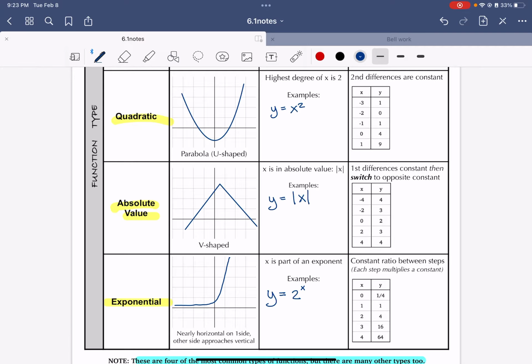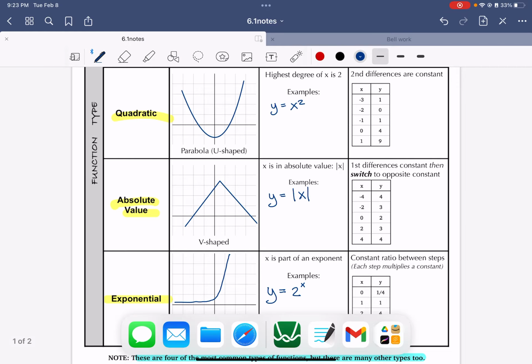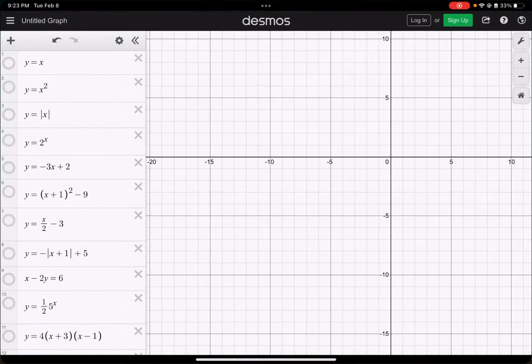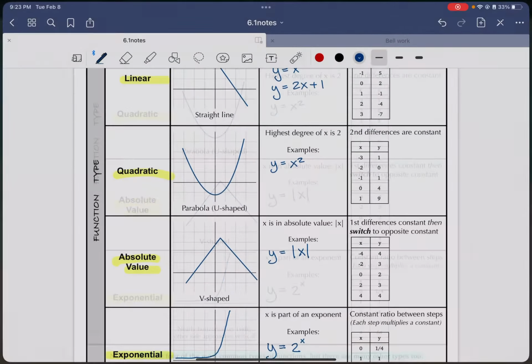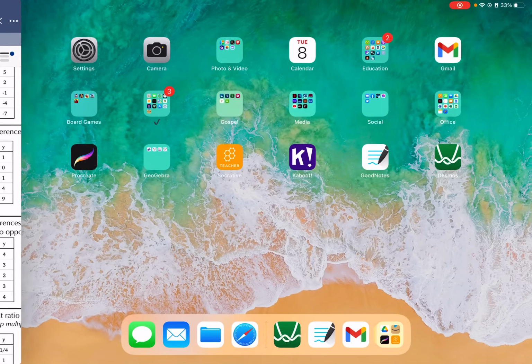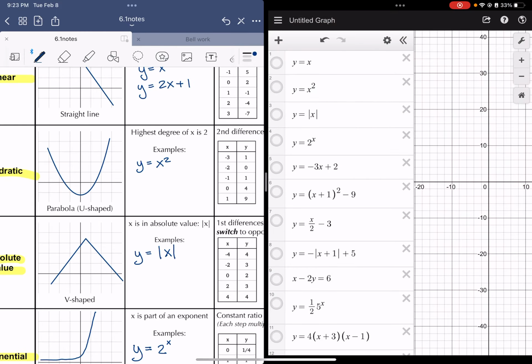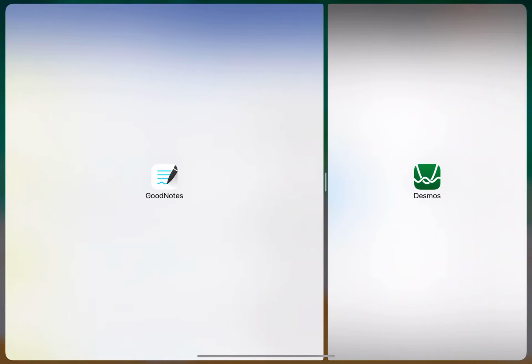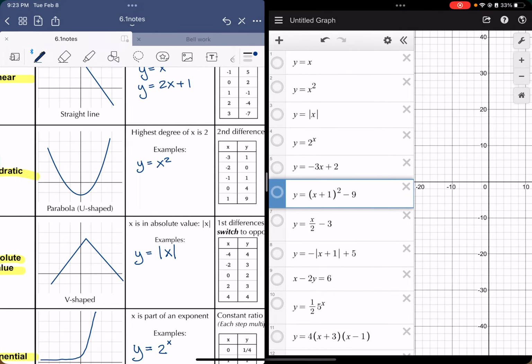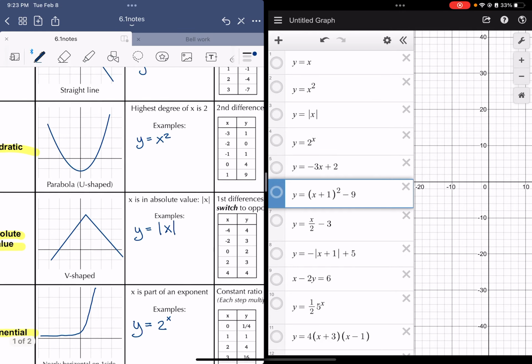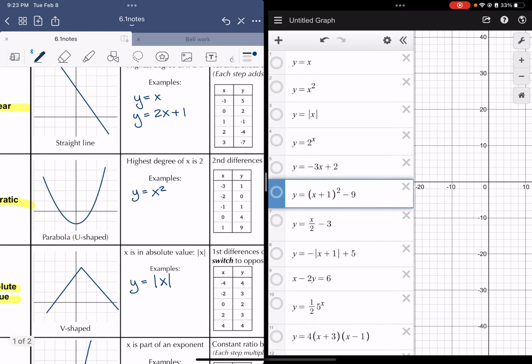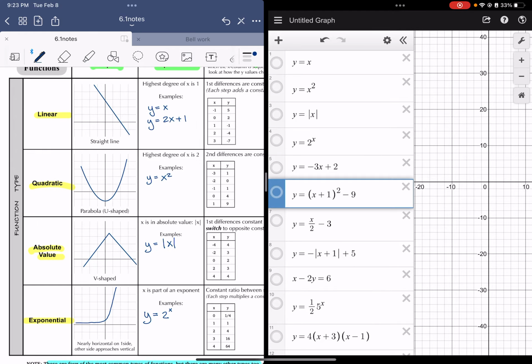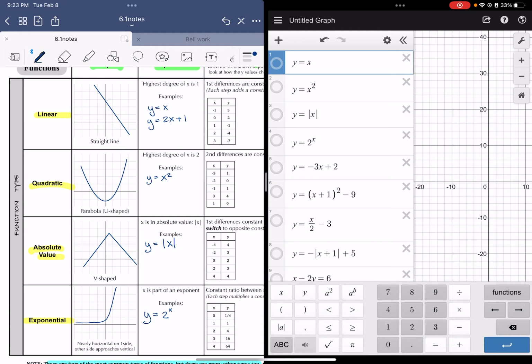So I'm going to go ahead and pull up some other equations, and we're going to see if we can figure out where they go. Okay, that works. All right, so we already did y equals x, y equals x squared, absolute value, and this exponential one, 2 to the x.